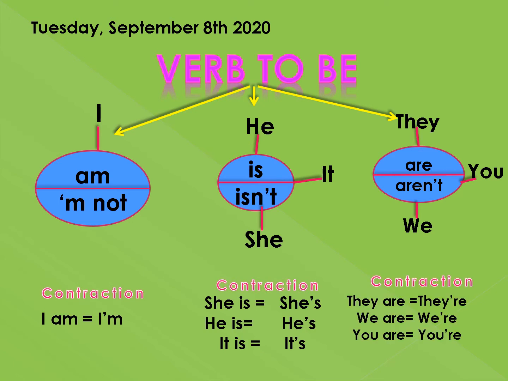Contractions. I am, I'm. She is, she's. He is, he's. It is, it's. They are, they're. We are, we're. You are, you're. Okay, next.